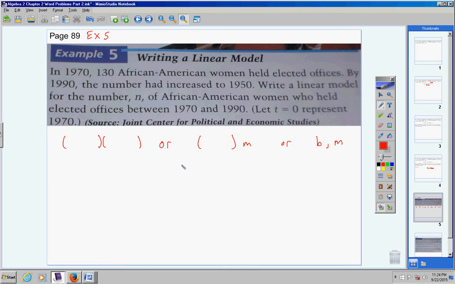Think about it. If you're going to write a linear equation, you must have some information about the line, and that's what we're trying to do. We're trying to write a linear model or a linear equation. Well, as I think about it, I do see a couple ordered pairs. I see in 1970, there were 130 African American women that held office in America. That's an ordered pair.